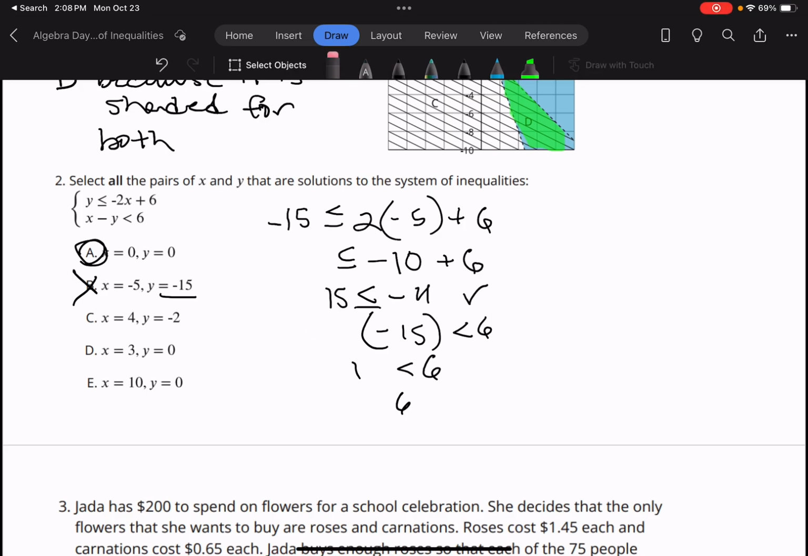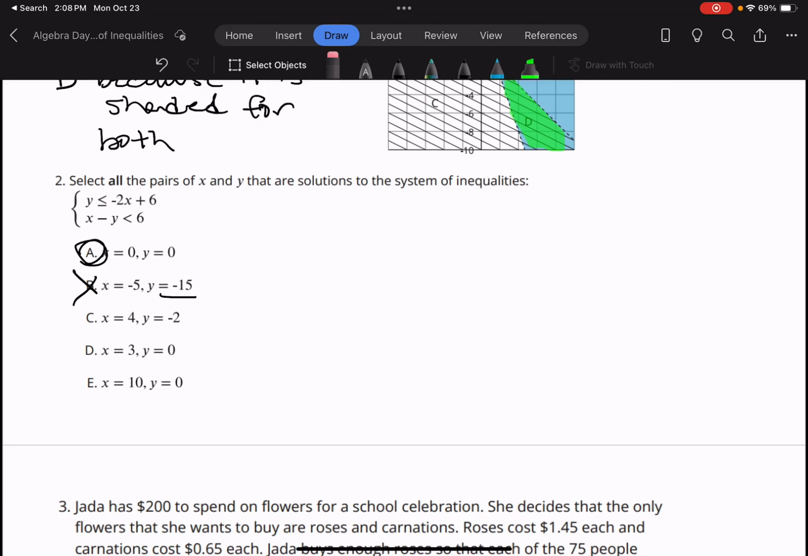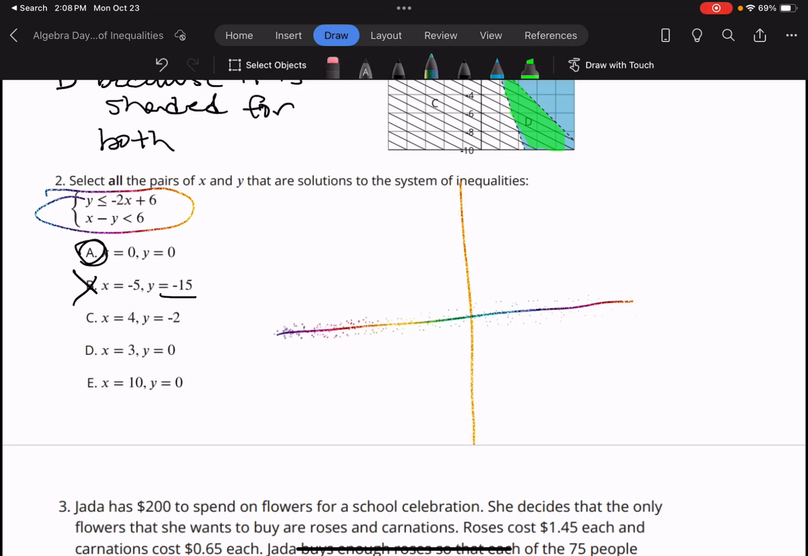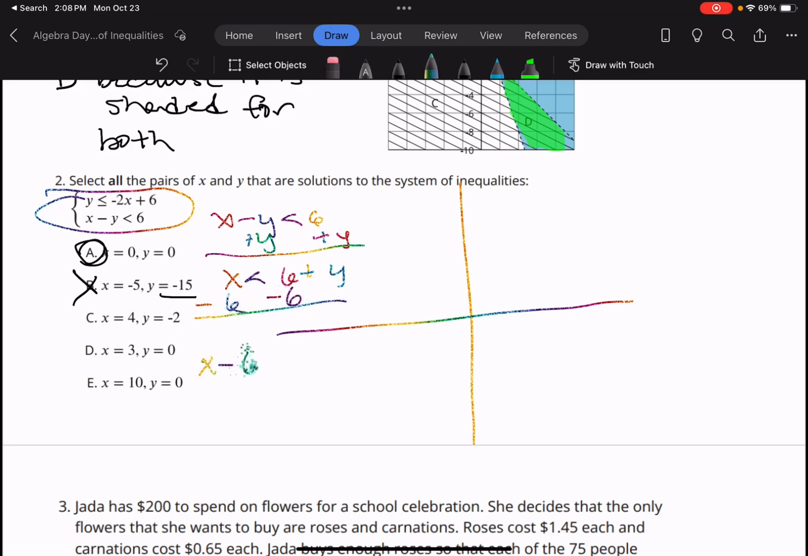Okay? Now, another way that you could do this is you could graph these two inequalities and see what you get and see if these pairs belong in that region. So that's another way that you could do that. If we were to graph that, we need to write this in slope-intercept form. So this would be x minus y is less than 6. Let's move the y to the other side. So let's add y to both sides. Then we get x is less than 6 plus y. We need to subtract 6. And so we're going to get x minus 6 is less than y, or y is greater than x minus 6.